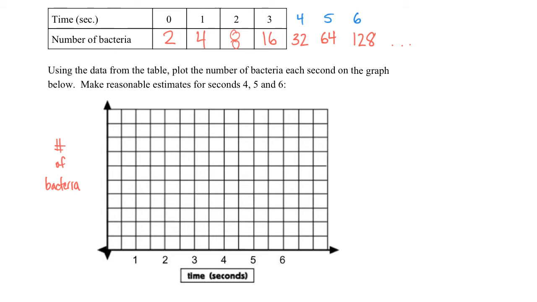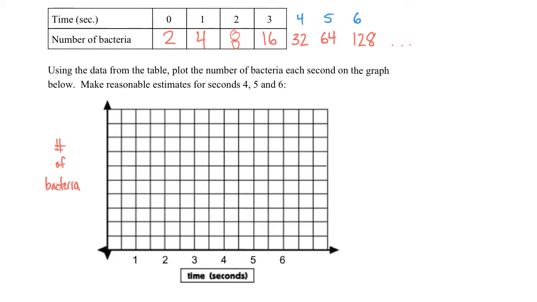And we need to create ourselves a scale so that we go all the way from 0 at the bottom to at least 128 at the top. So the best way to do that is to count the number of boxes. 1, 2, 3, 4, 5, 6, 7, 8, 9, 10.